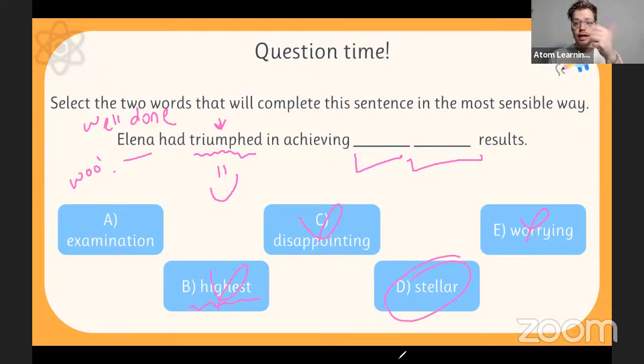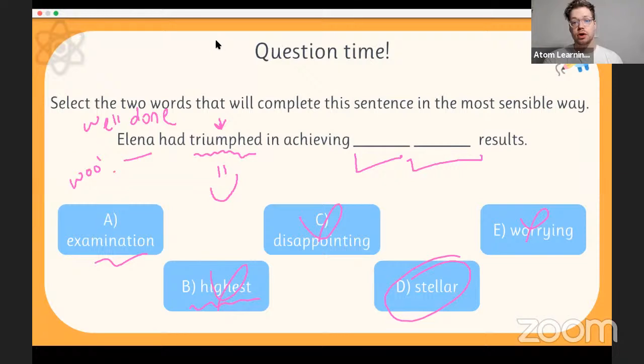So I know the answer has to be stellar. Stellar means great. It comes from like stars. Stellar, I think, is some kind of old language for star. I don't know which one. I don't want to get it wrong, but like Greek or Latin or something like that. And then we need stellar examination results, because we often get results for exams.